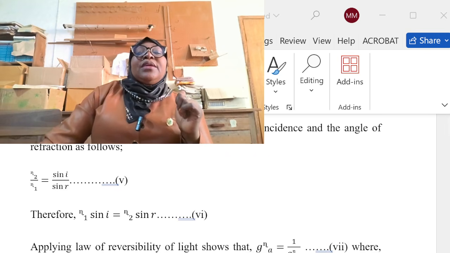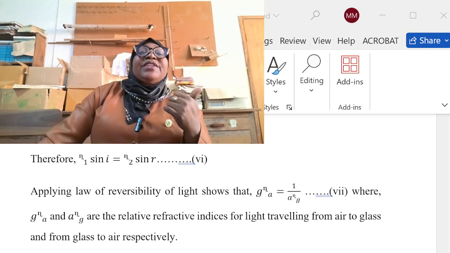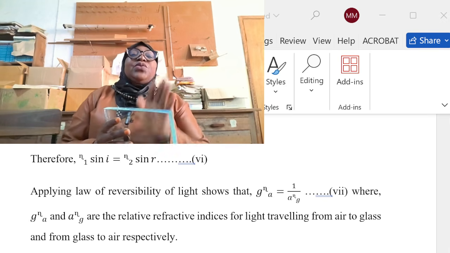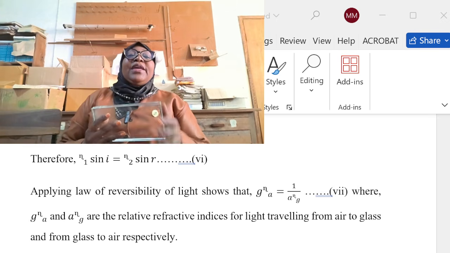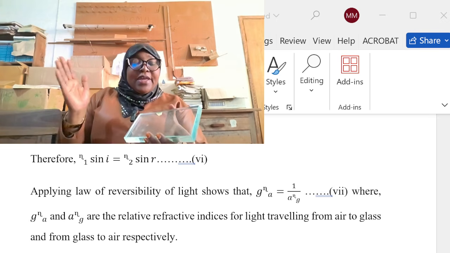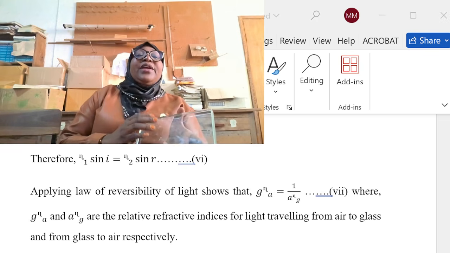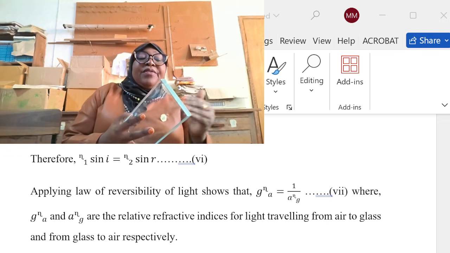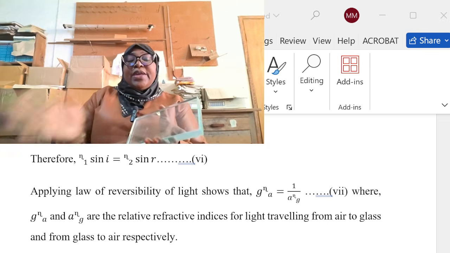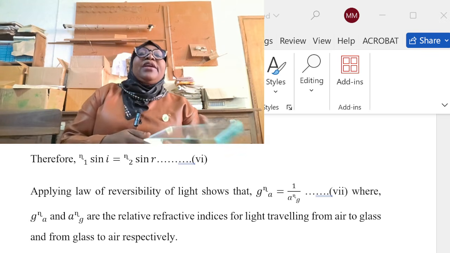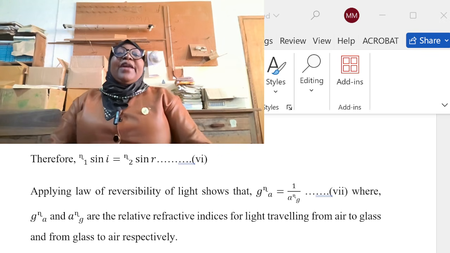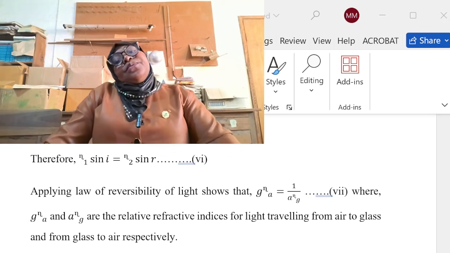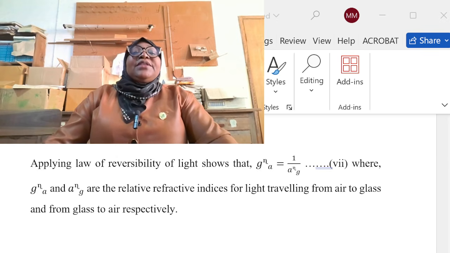Also, by applying the law of reversibility, the refractive index from glass to air is equal to the reciprocal of the refractive index from air to glass. It can also be used to find the refractive index.